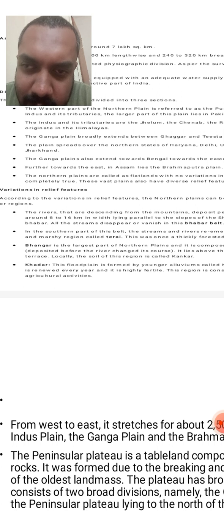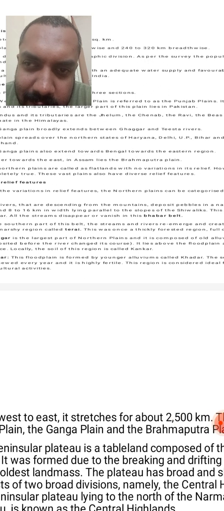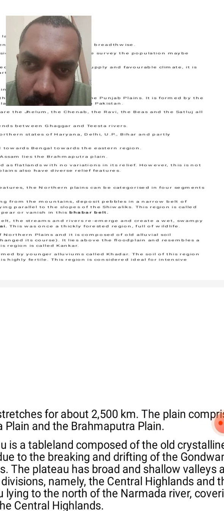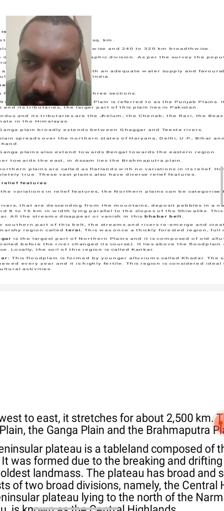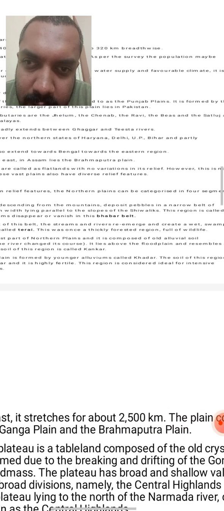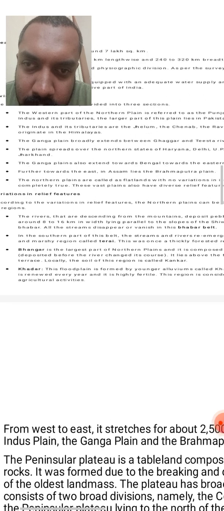The northern plains are called flat land with no variations in relief. However, this is not completely true. According to the variations in relief features, the northern plains can be categorized into four segments.